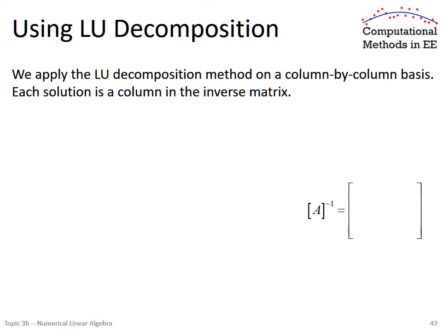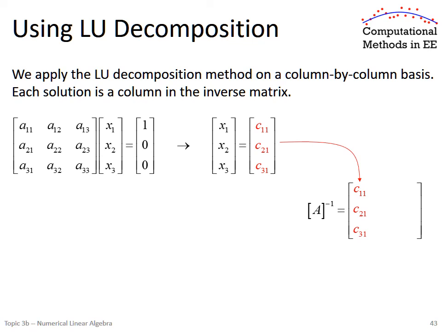We can also calculate matrix inverses with LU decomposition, although what I'm showing here really can be generalized to any technique you have for solving AX equals B. We can use that to solve for matrix inverses. So what we'll do is solve AX equals, and instead of an arbitrary B vector here, we're going to put a 1 in the first row and zeros in the rest of the positions. When we solve this, what we actually get is the first column in our A inverse matrix.